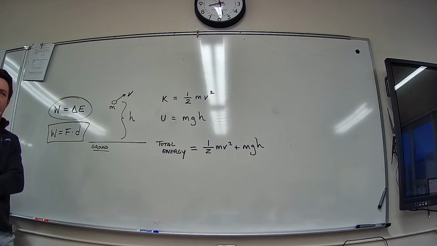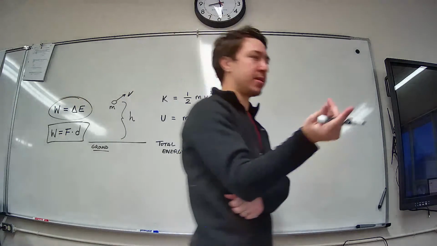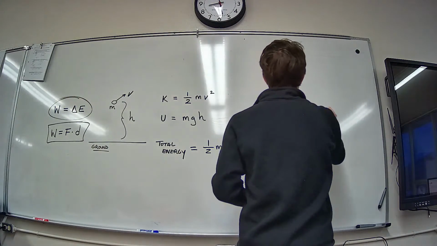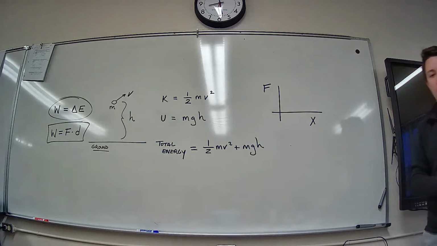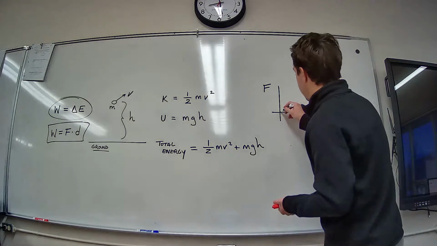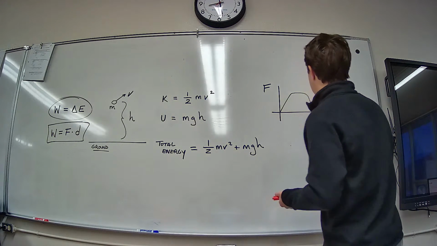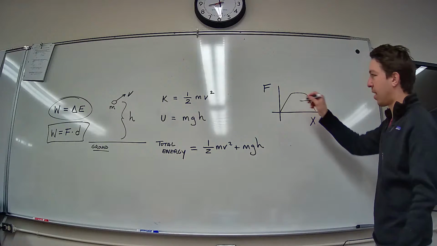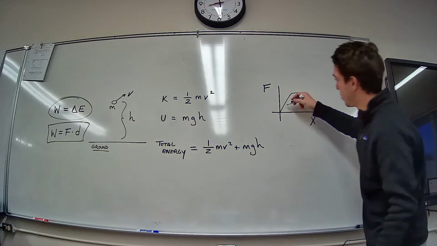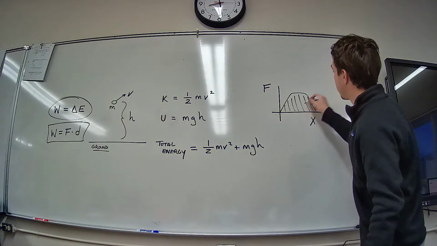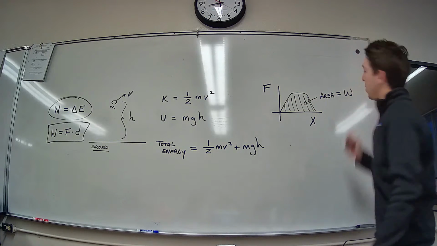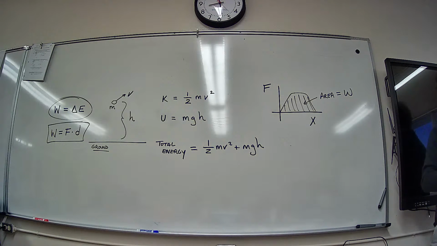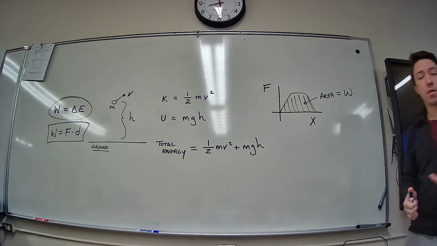I guess I forgot one thing, which is the last thing we covered before the break was the graphs, right? On the problem set, at least that's the last thing we did. So if you have a force versus displacement graph, a lot of times it'll look something like this. How do you find the total work? Well, it's the area.